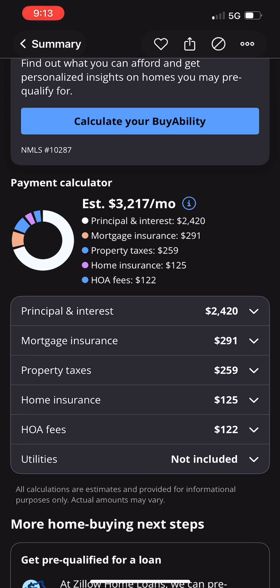It's important to make sure that these numbers are accurate. Zillow does not always pull accurate numbers. So if you need any help running numbers, please feel free to reach out. We're happy to help.